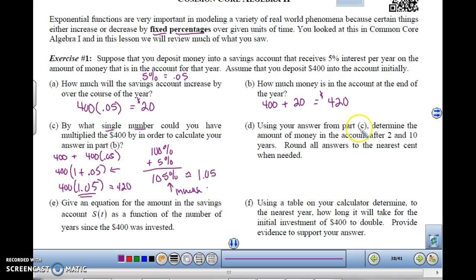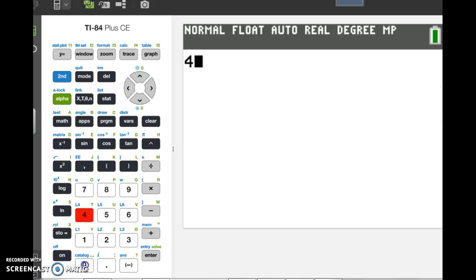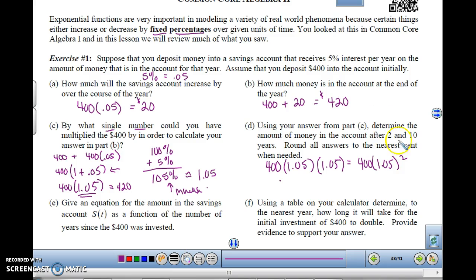All right, so using your answer from Part C, determine the amount of money in the account after 2 and 10 years. Okay, so we have 400 times 1.05 would be 105% after 1 year. What would we multiply by for 2 years? Well, we multiply that answer by 1.05 again. So couldn't we say that's 400 times 1.05 squared? Yeah, so let's see what that is. 400 times 1.05 squared, and I end up with $441. So after 2 years, I would have $441.